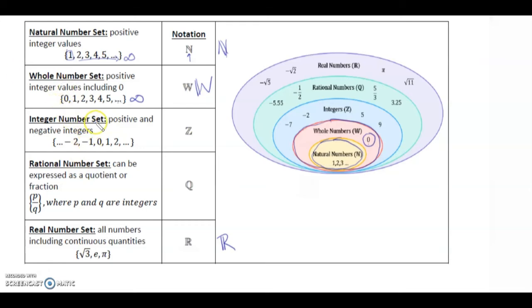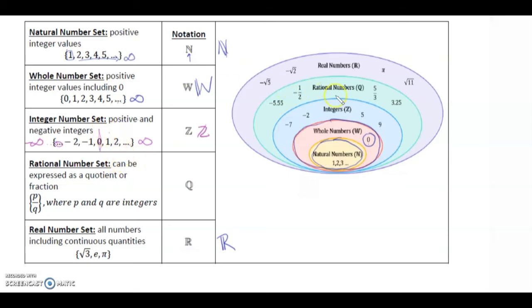Now, the integer number set is positive and negative integers. When we denote this, it's with a Z, with a double bar again. The integers have all of the negative numbers as well. So we would put dot, dot, dot, because it goes to negative infinity forever. Then it's like, say, -10, -9, -8, all the way, -2, -1, 0. Then it flips over right here to positive numbers, 1, 2, 3, all the way up to infinity.